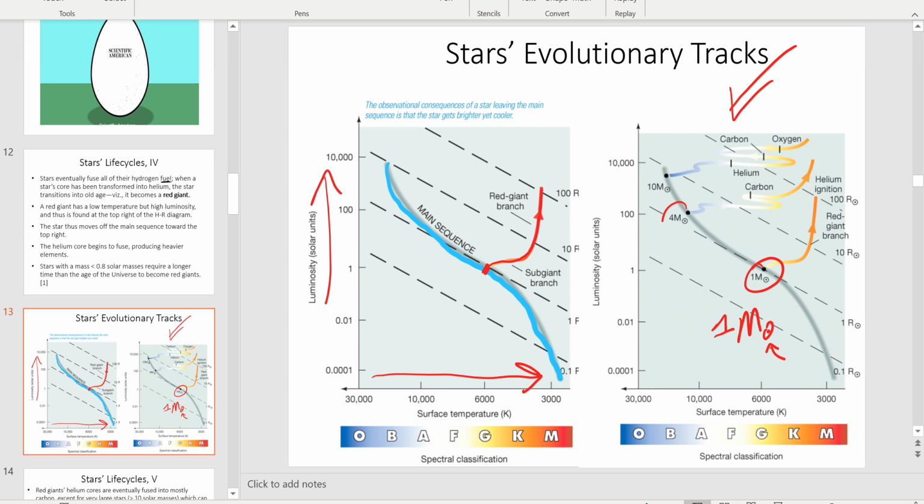Notice that we have a star 4 times more massive than the sun here, and then 10 times here. These elements correspond to the points on the tracks where those elements begin to fuse in the core of the star. The more massive a star is, the more massive elements it can produce.